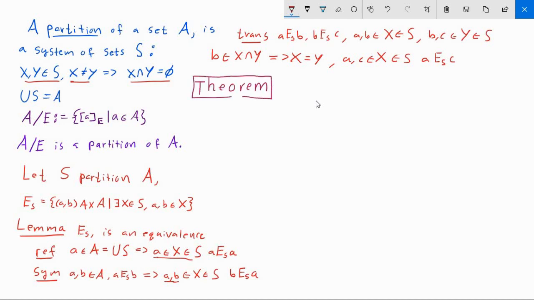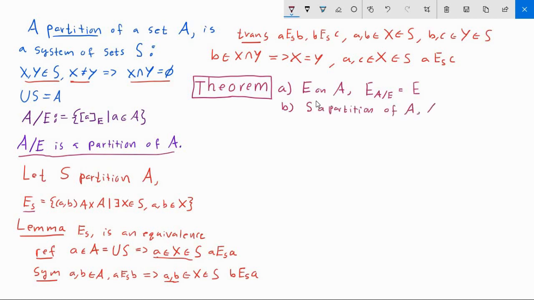This brings us now to the ultimate theorem of this video, and it's a two-parter, which says that first, given an equivalence relation E on a set A, we know that A mod E is a partition of A, and so using the construction of this relation E sub S, we can form the relation E sub A mod E, and this will be equal to the original relation E. And the second part of the theorem states that if we have S being a partition of A, then it must be the case that A modulo the equivalence relation coming from that partition must give us back the partition S itself.